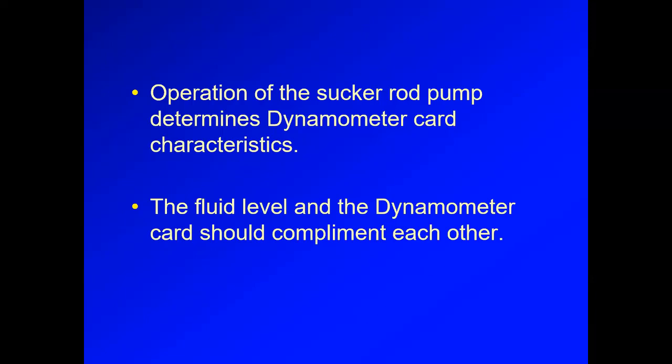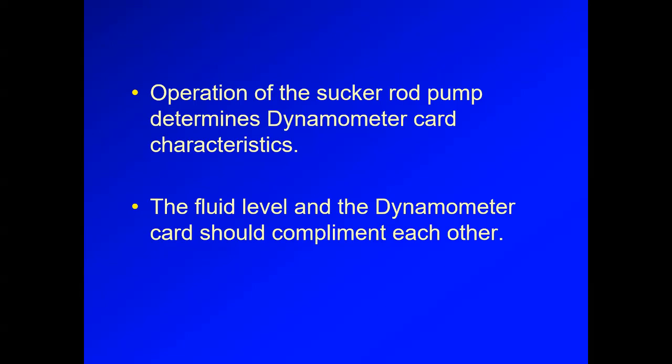When you shoot a fluid level, you have an expectation of how the dynamometer card shape should look, and vice versa. When you get a dyno card, if you have a full pump, you're not expecting to see a fluid level at the pump. If you see a pumped off well, you're expecting to see a fluid level very close to the pump intake.